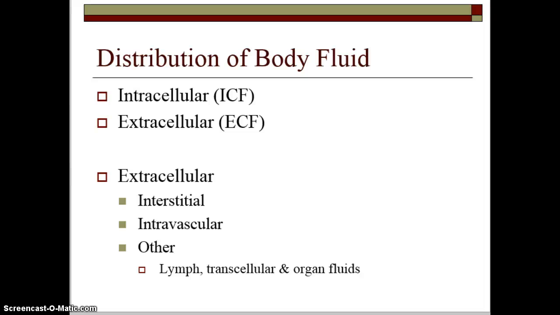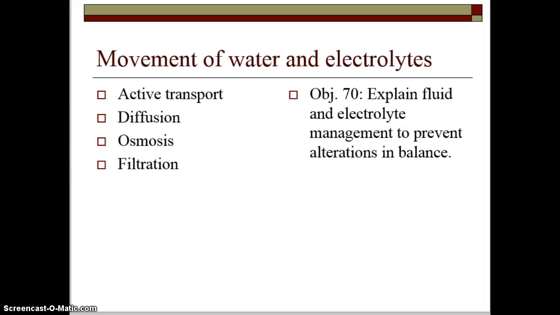Our distribution of body fluids, intracellular is where the majority of the fluid is in the body. Intracellular is about 40% of your body weight. Extracellular is about 20% of your body weight. And within that extracellular, we have the spaces that are called interstitial, or between the cells and the vessels, and then intravascular, which is your blood vessels. The other places where there's fluid is lymph, and then also we have fluid in the organs. So many places can be affected by off balance of our body fluids, or hydration, dehydration.